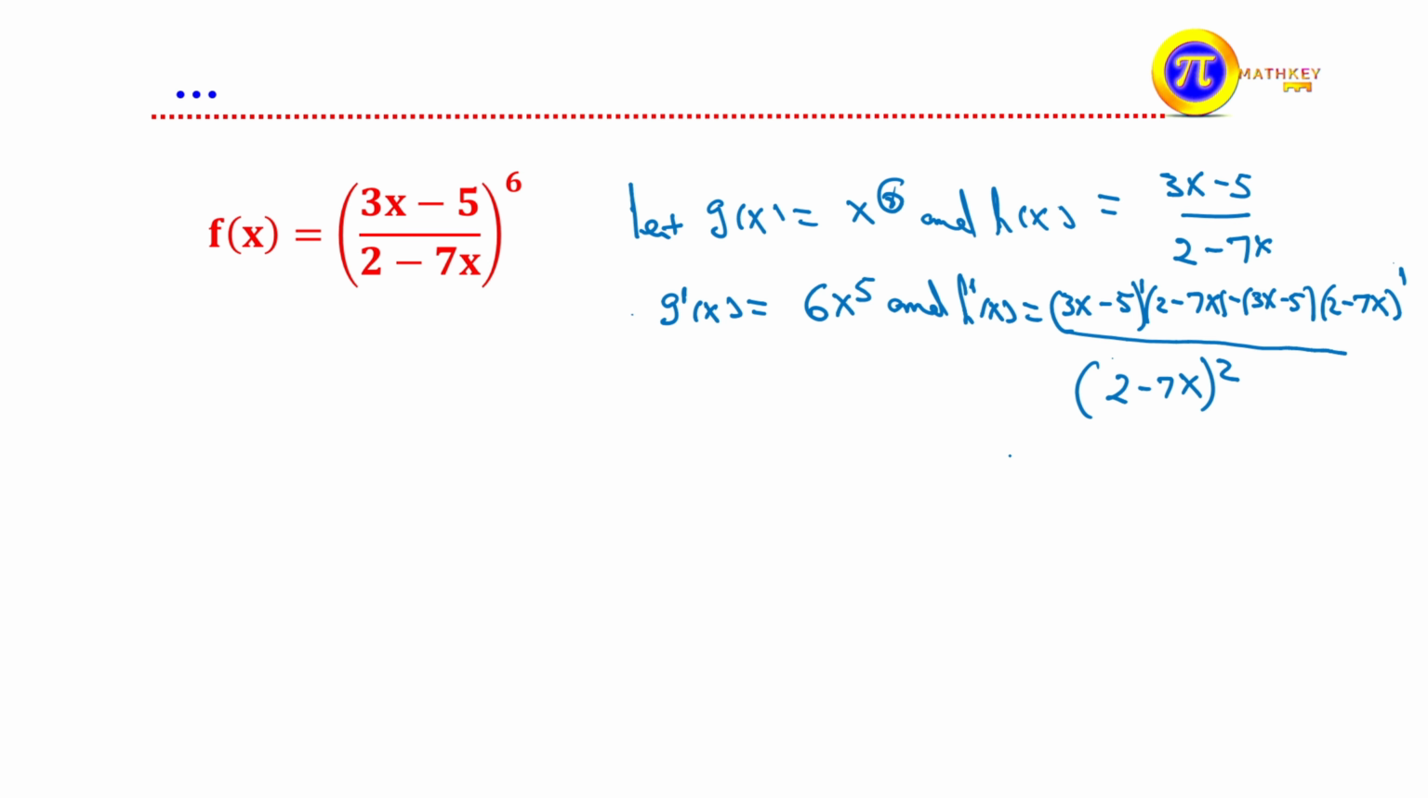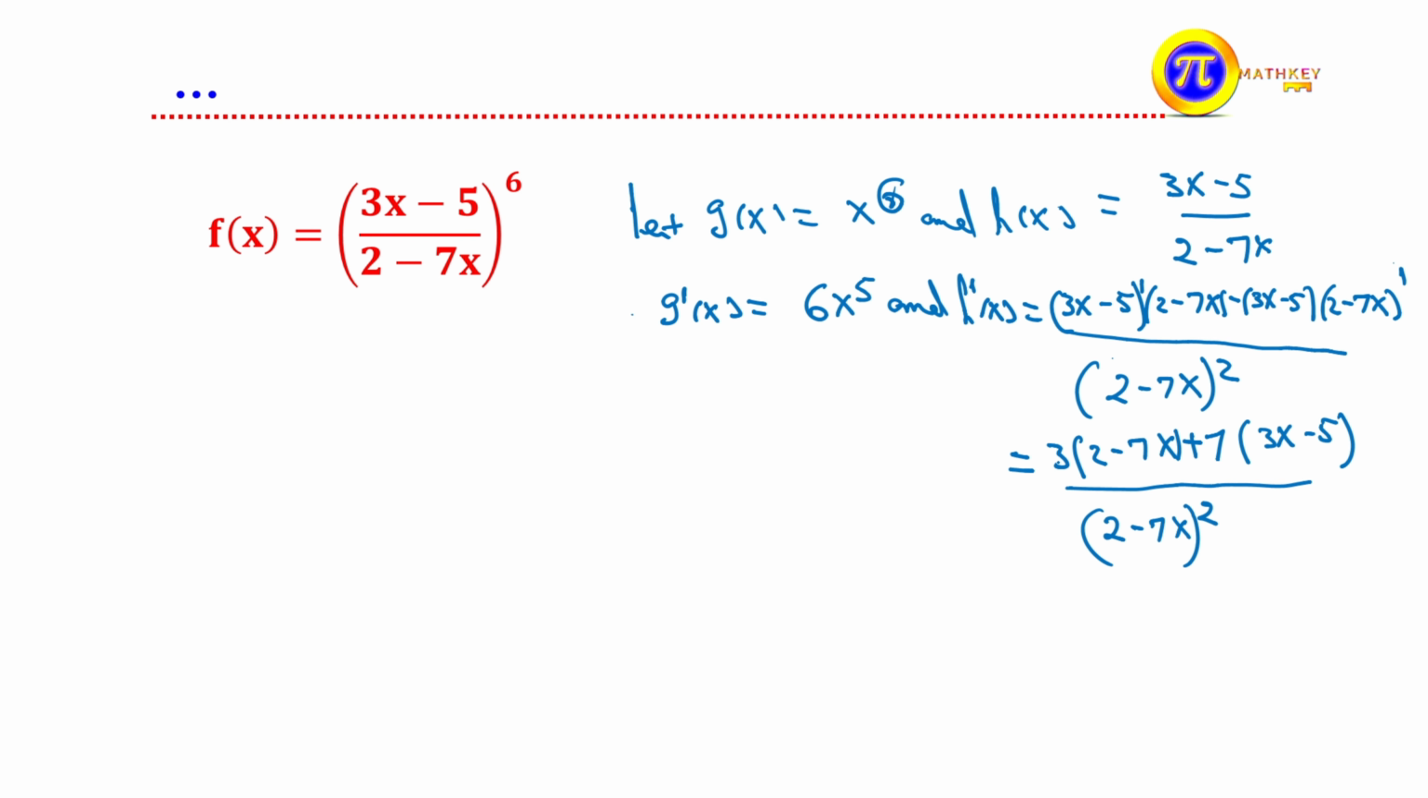Coming to this part, the derivative of 3x minus 5 is 3, which equals 3 into 2 minus 7x, minus the derivative of 2 minus 7x, which is negative 7. So it becomes 7 into 3x minus 5, divided by 2 minus 7x in square.